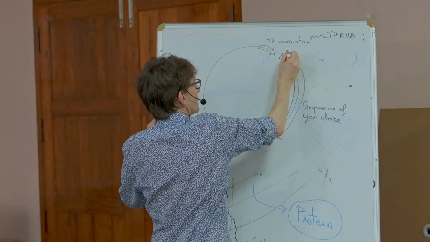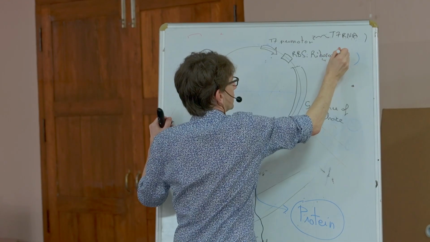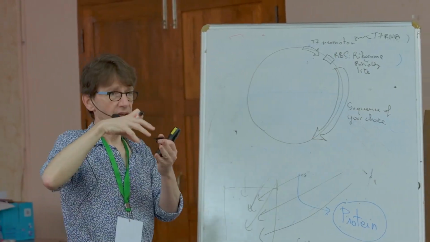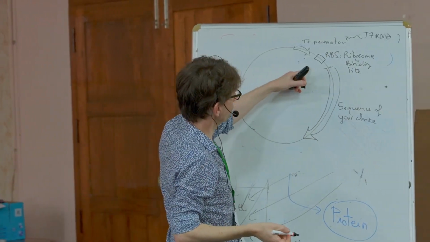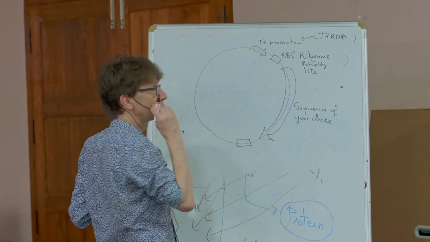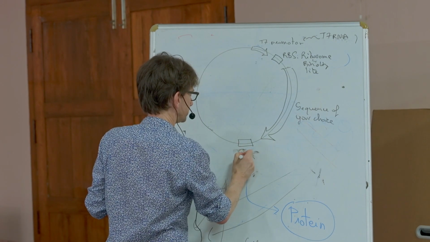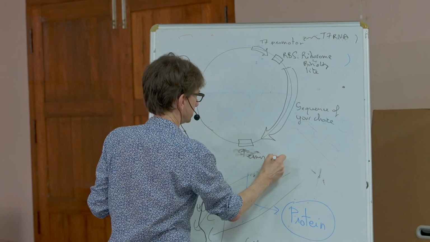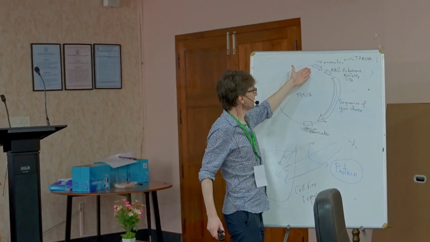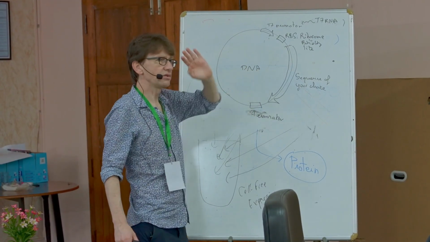You need what is called a ribosome binding site, because it's bacteria, the ribosome has to bind your RNA. Then the ribosome will read this, make the protein, and then you just need a terminator. So this is just a sequence of DNA, A, T, C, G, and you just order it.